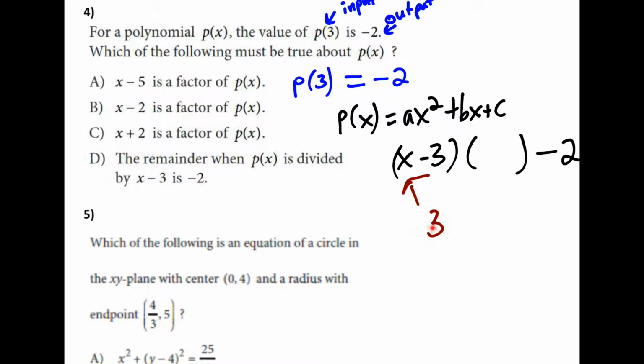But it turns out if I was to plug in a 3 to answer choice D, one of the factors being x minus 3, that will cancel out. So the multiplication part, this becomes 0 times, we don't know what the second one is, but it's going to cancel out. And then my remainder must be negative 2, because after all, that's my output instead of 0. So the answer choice was D.